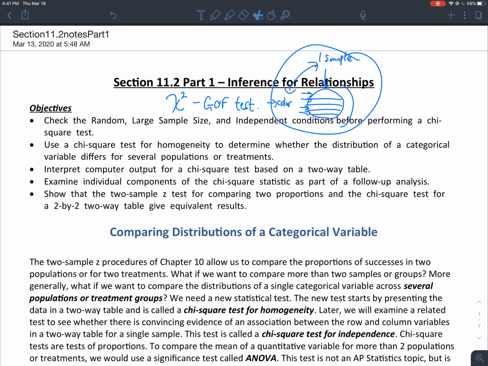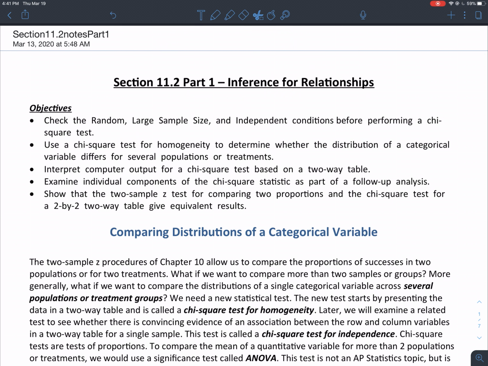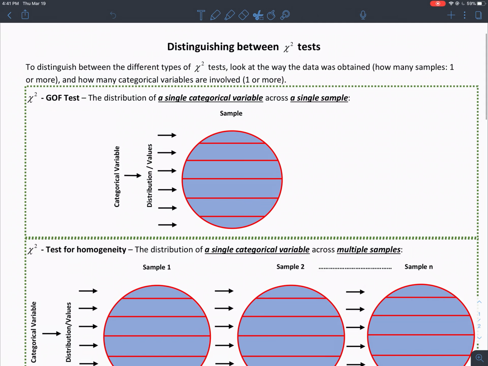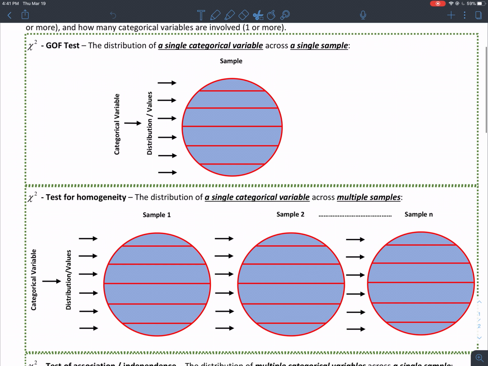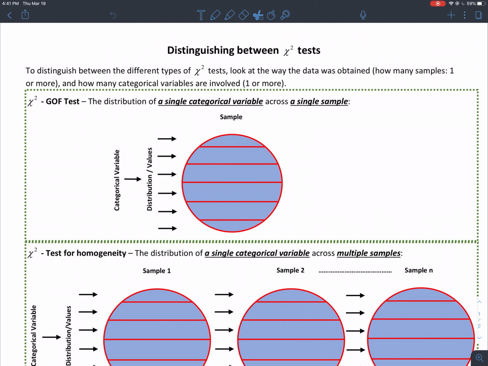Today we want to talk about a very, very different test, and this is called the chi-square test for homogeneity. So if you look in your resources folder for chapter 11, and you look in the student note sheet folder, you'll see that I added this page there, and it's called distinguishing between chi-square tests. Oh, it's exactly this. This is what it's called in the folder.